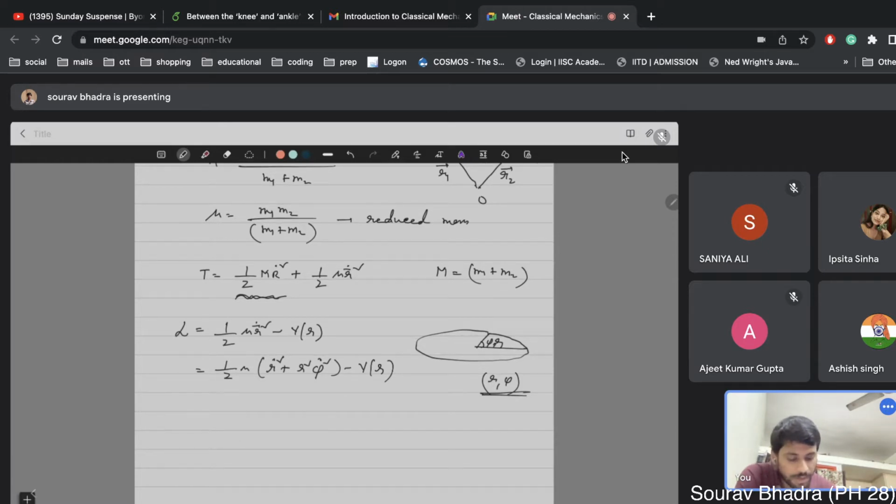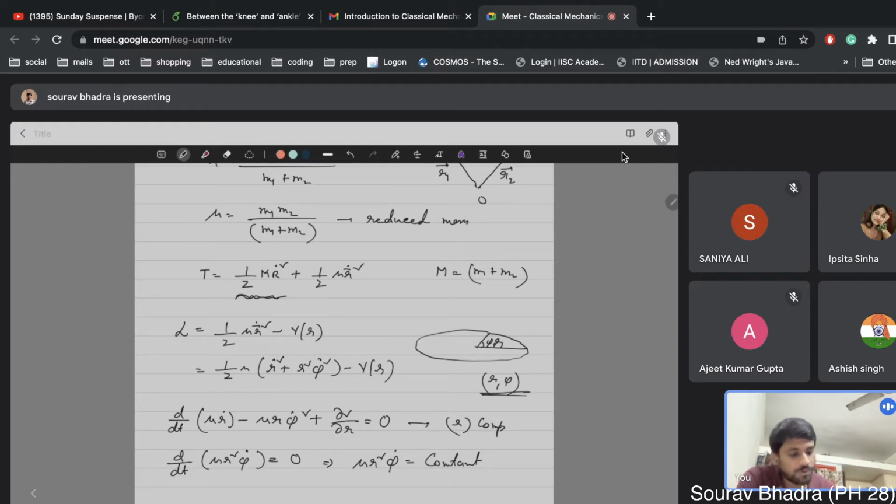Now from here we can also find the equation of motion using the Lagrange equation. For the r component, that will be like this: mu r double dot minus mu r phi dot square plus del V del r equals 0. And for the phi component, that will be d dt of mu r square phi dot equals 0, which gives you mu r square phi dot is a constant. If you look at this term carefully, this is actually the angular momentum in polar coordinates. So that is actually L, our angular momentum.